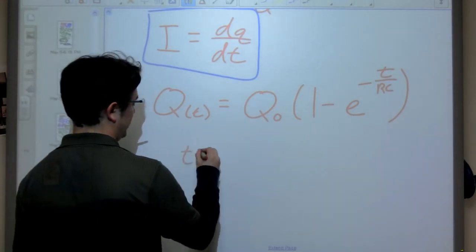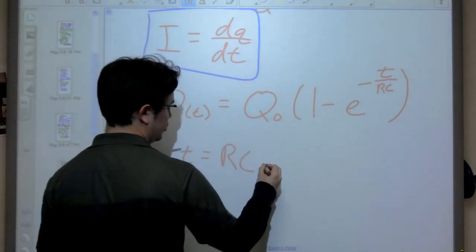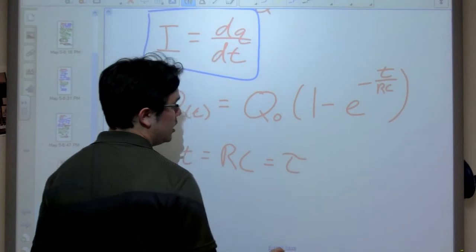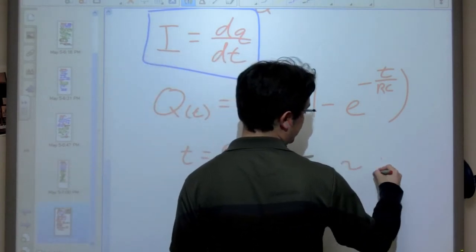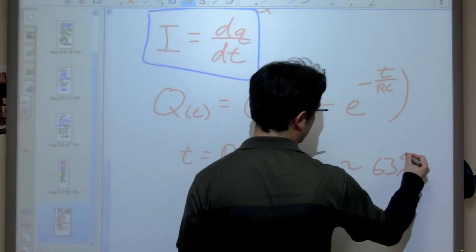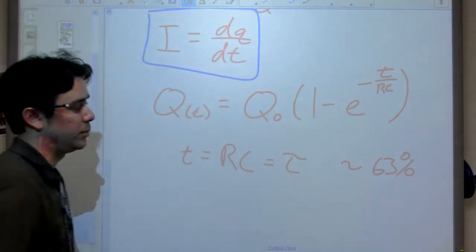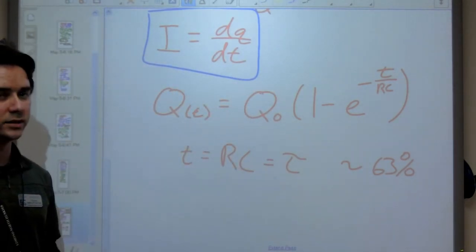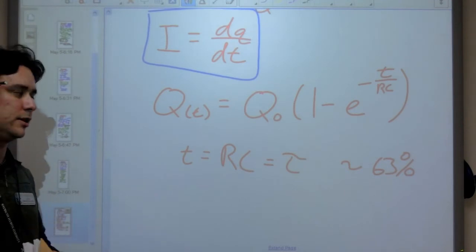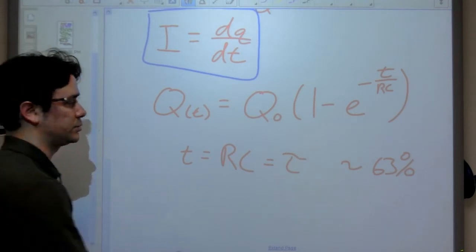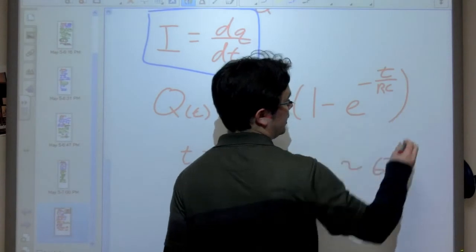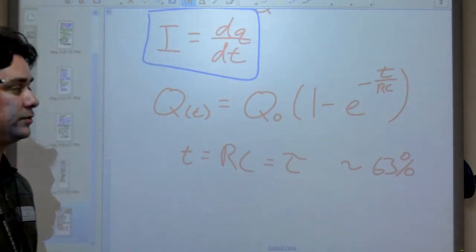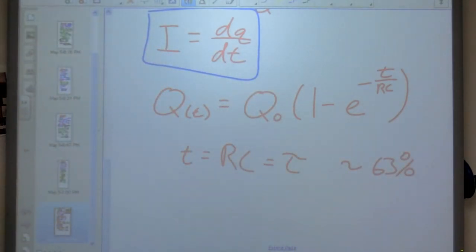Remember, at time equals RC, our time constant tau, we'll charge approximately 63% of that capacitor. By the time we get about 2 or 3 time constants, the capacitor is, for all intents and purposes, pretty close to completely charged. Though technically, with this exponential function, it requires an infinite amount of time to charge completely.